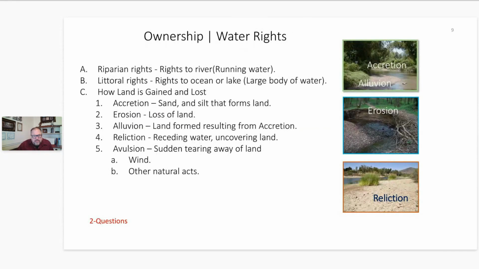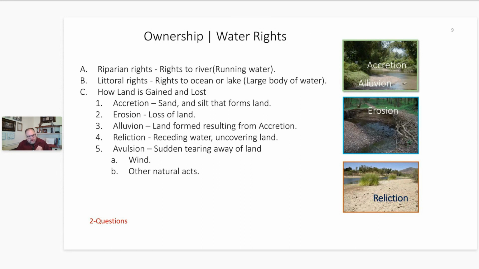Let's talk a little bit about ownership and water rights. Okay, water rights. This is a really, really popular area. I've got two questions I'm going to include on this section right here. Water rights is a very important discussion, and you've got to know this when you get to the state exam, because they've got an assortment of questions they can ask when it comes to water rights. Two terms under A and B you want to know for the state exam.